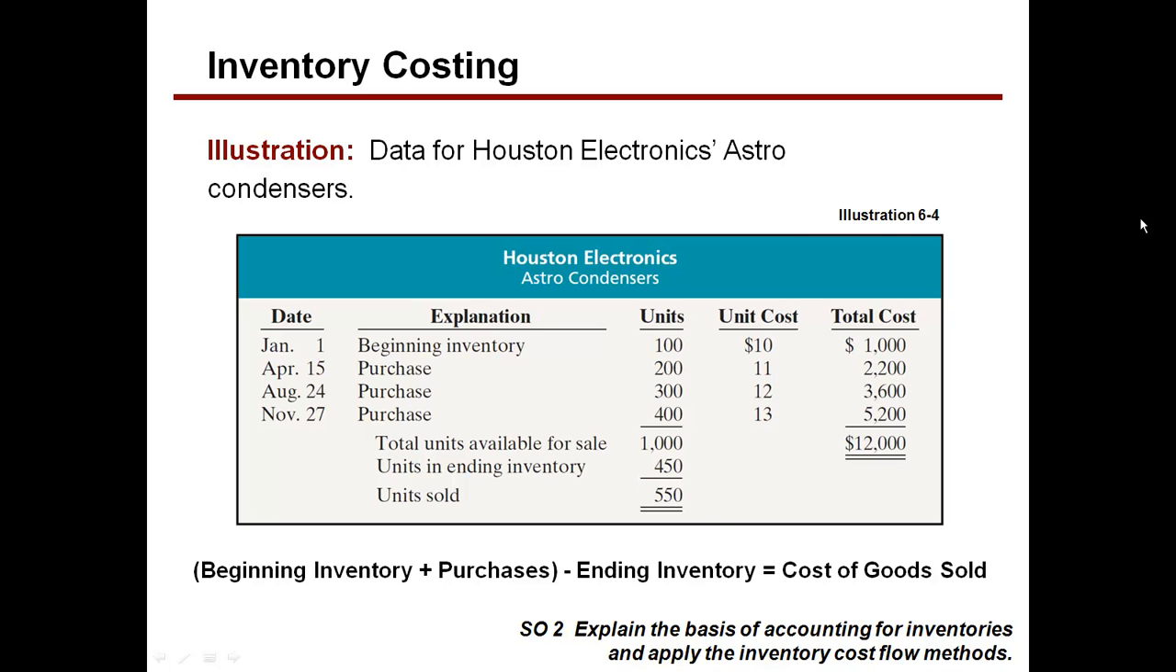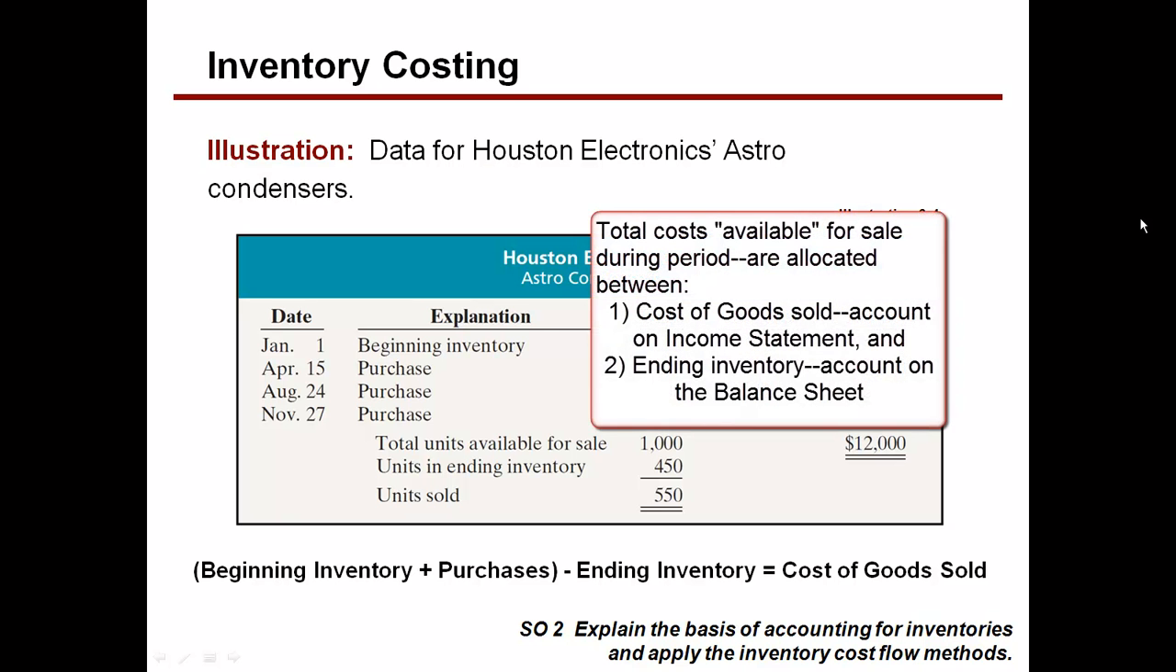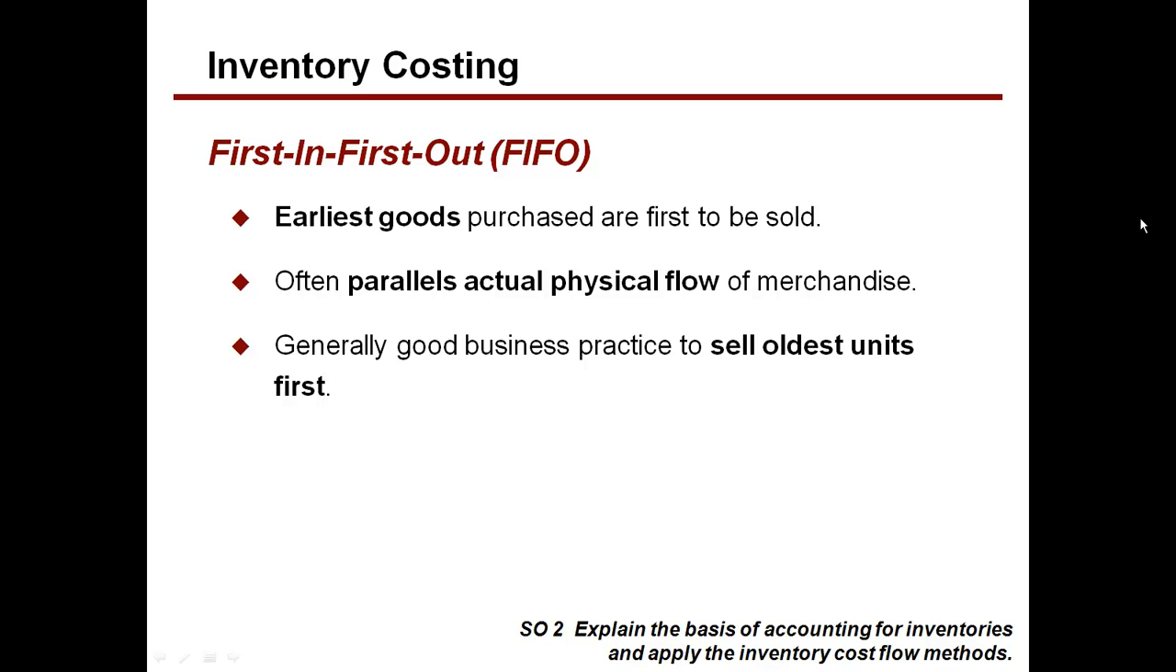It'll be some combination of the $12,000 total pool cost, if you will, of items available for sale during this period of time, from beginning January to end November. We'll look at the first in, first out method first, the FIFO method.